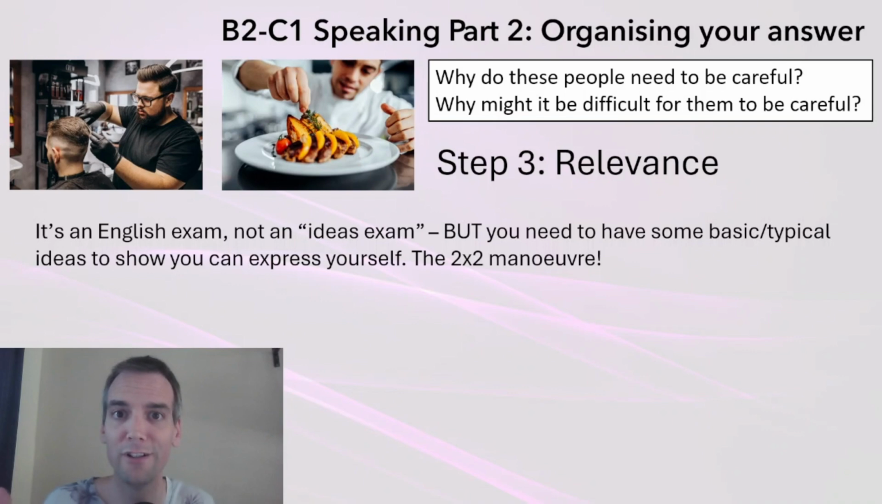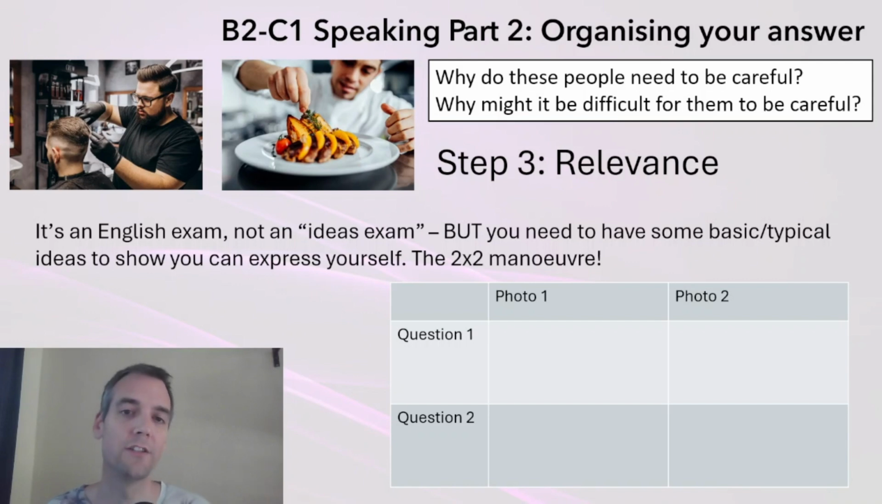The 2x2 maneuver is something I've mentioned before in my speaking part 2 videos, which is really useful for C1 because we have 2 photos and 2 questions. 2x2 is 4. There are 4 things you're going to say in your 1 minute. You're going to answer question 1 and question 2 for photo 1 and photo 2. So I'm imagining this in my head as I go through the exam.